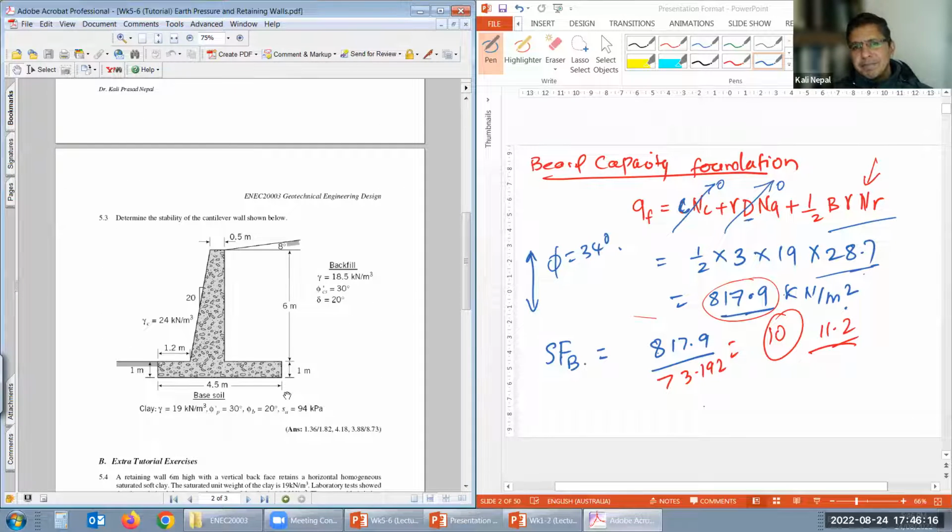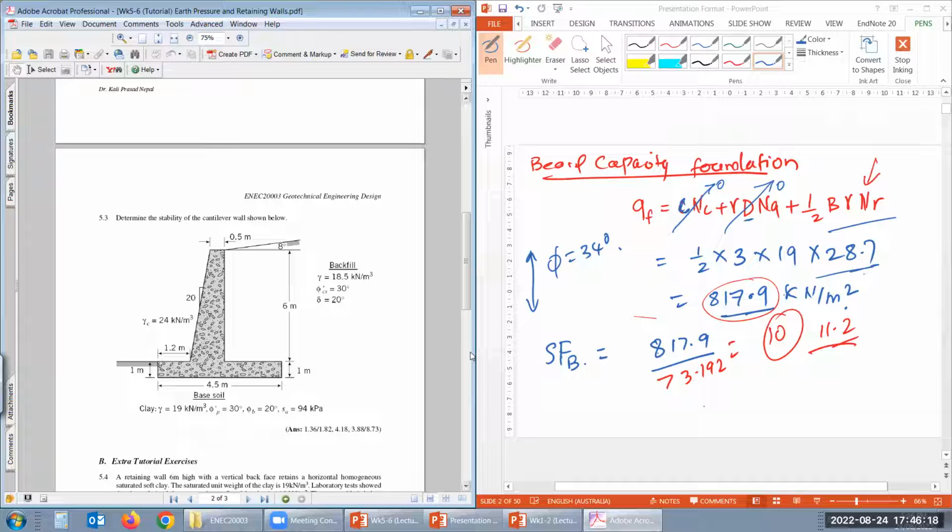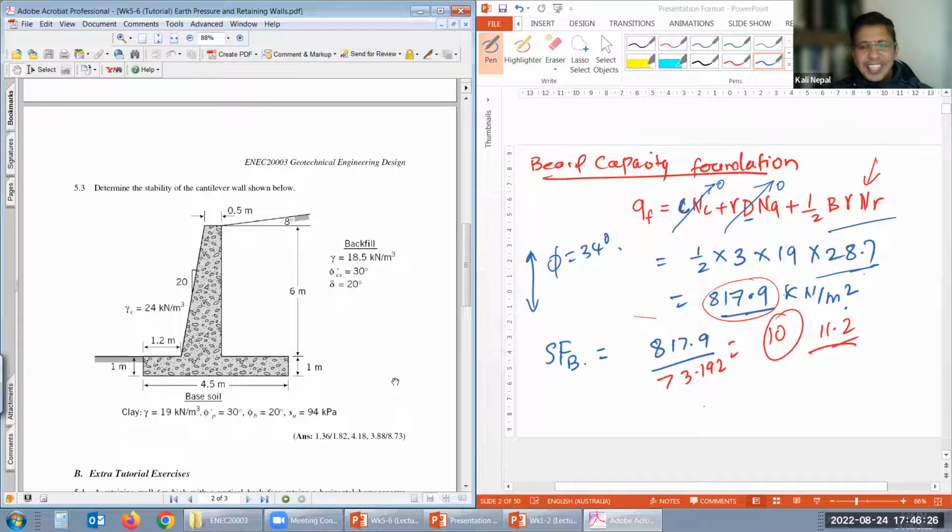How about the second problem? Exactly the same, but there will be slightly different things. Why? Because there is also the weight of the swell here. Is that all right? Okay, let's do this one. Again, I will not do the bearing capacity part because that's already done. I will do just the sliding part.